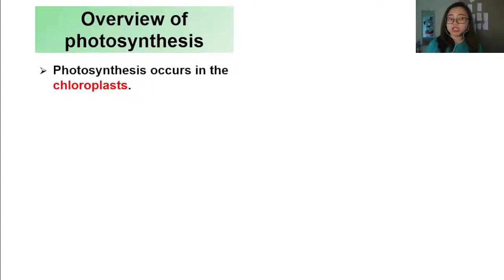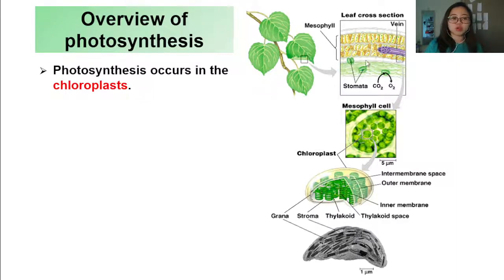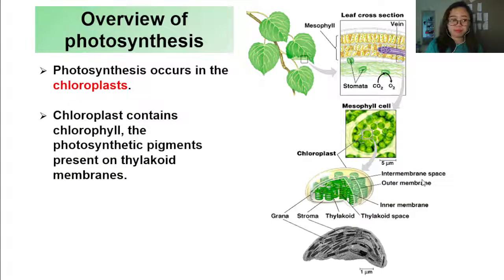Photosynthesis will occur in the chloroplast of plants. So if this is your leaf, inside the leaf, you'll have mesophyll cells. Inside mesophyll cells, which is one of the many cells you would find in a plant, you would have this organelle called a chloroplast. Inside the chloroplast, you would have many structures. And among them are the thylakoid, the stroma, the inner and the outer membrane.